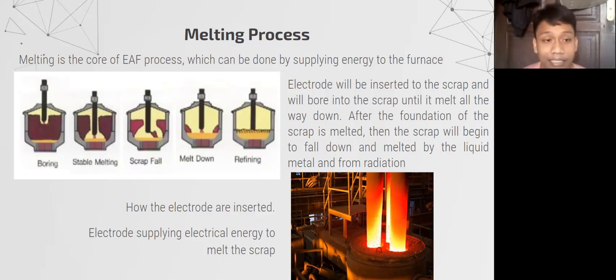Electrode, as we can see, is the main contributor, or largest contributor, in melting the scrap material. The electrode will supply the electrical energy to melt the scrap. This electrode will melt the scrap by radiation from the heat of the arc, and then the molten scrap will transfer the heat through convection, and then the heated scrap that is not melted yet will transfer the heat with conduction.